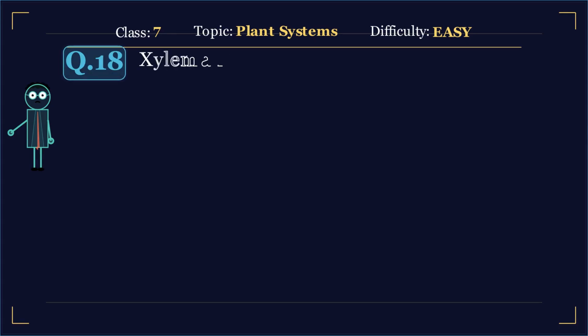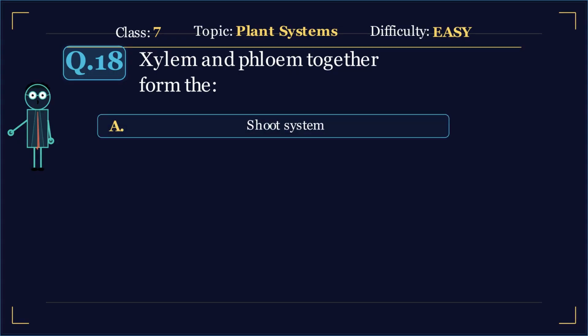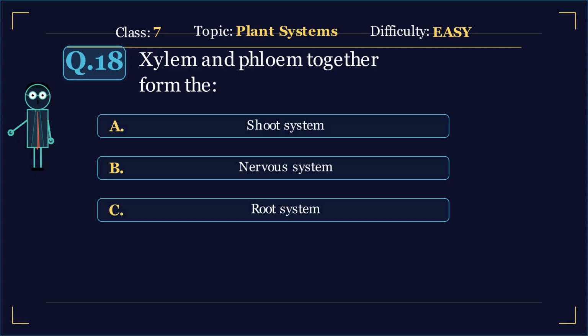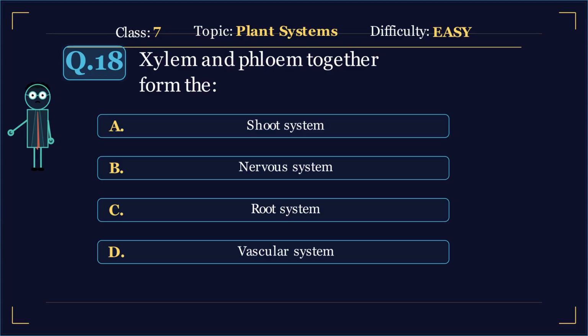Question 18. Xylem and phloem together form the blank. Option A, shoot system. Option B, nervous system. Option C, root system. Option D, vascular system.